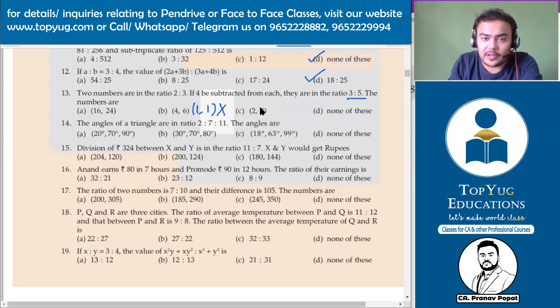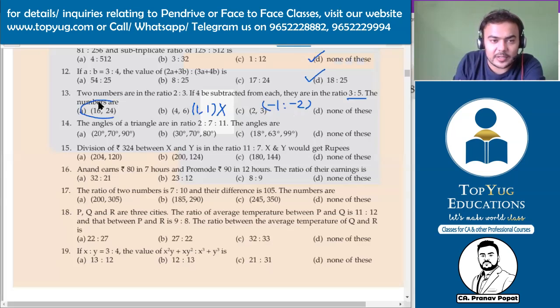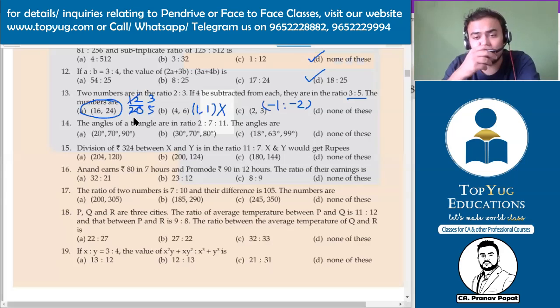In option C, you cannot subtract 3 and 5. Even if you can subtract, you will get -1 and -2, which is also 1 by 2 and not 3 by 5. Now let's check 16 by 24, which is actually the correct answer. 16 minus 4 is 12, 24 minus 4 is 20. Can I say 12 by 20? Simplify it: 4 3s are 12, 4 5s are 20. Can I say it is 3 by 5? Now repeat, is it 3 by 5? Yes.